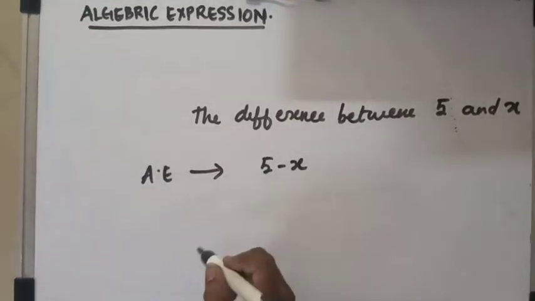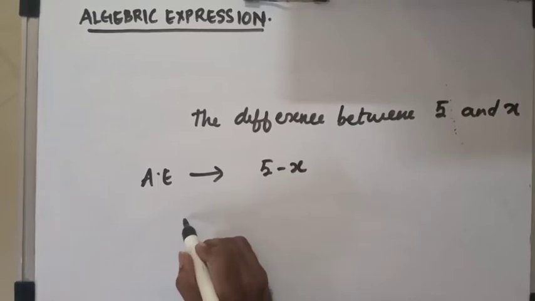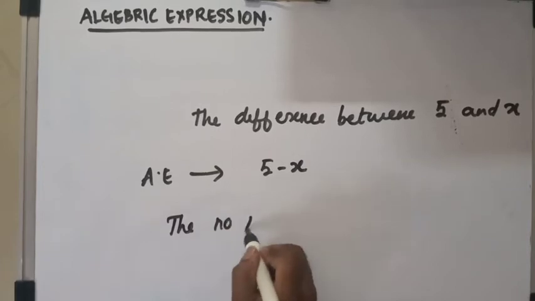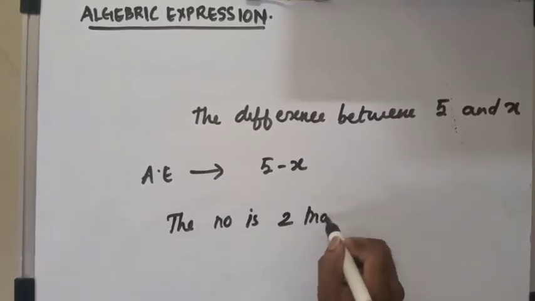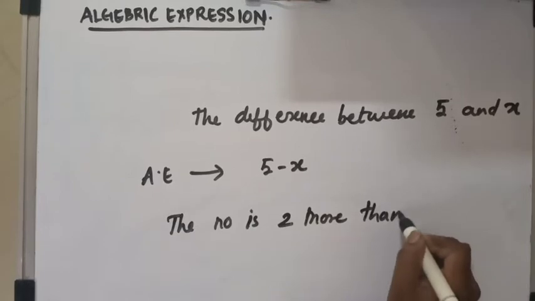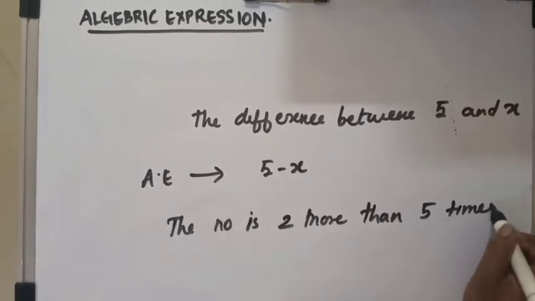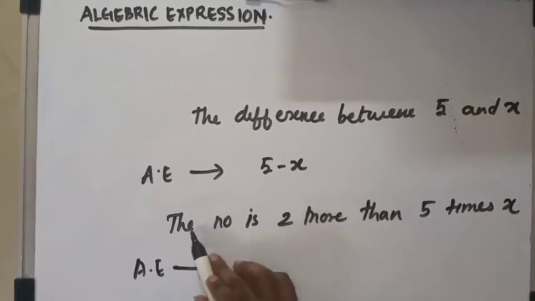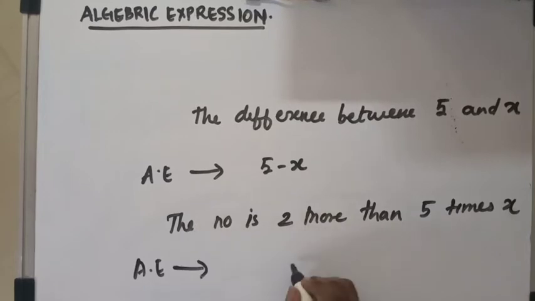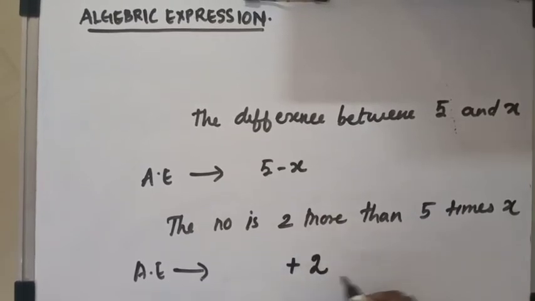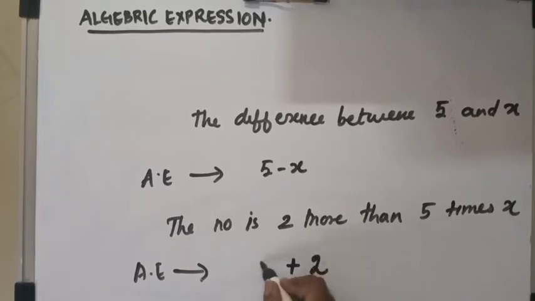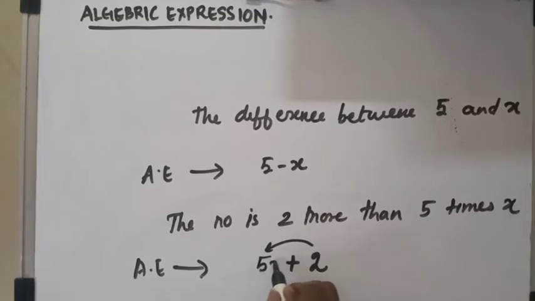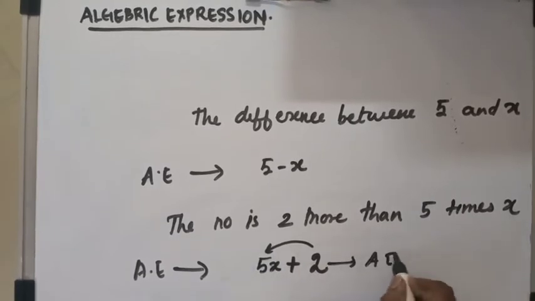Okay, say I say the number is 2 more than 5 times x. Now the algebraic expression I need to form. The number is 2 more means plus 2, and it comes behind. Then 5 times x means 5x. So this is my algebraic expression.